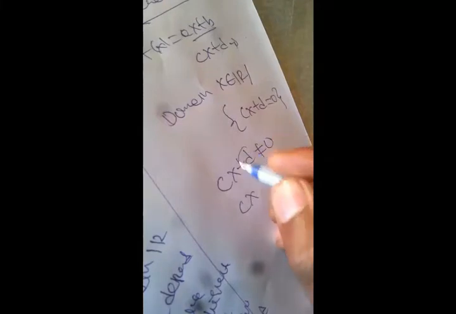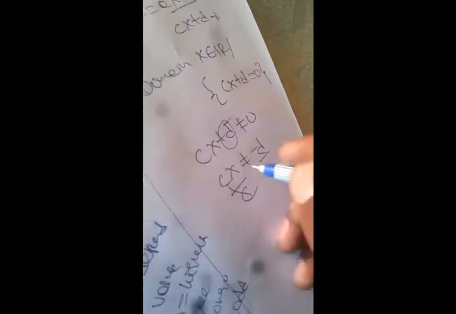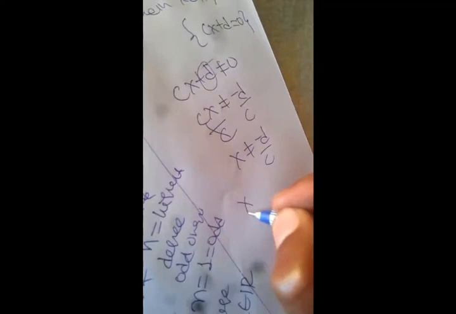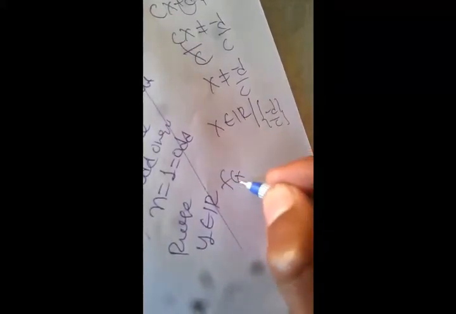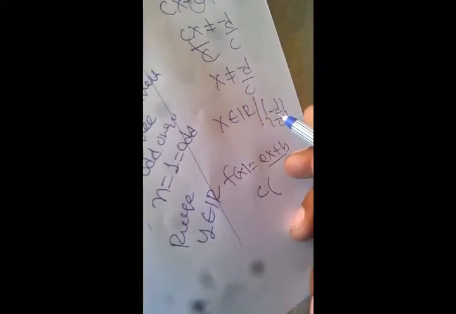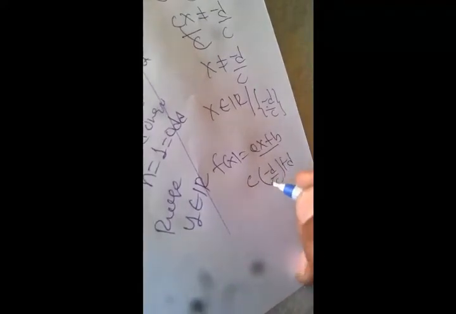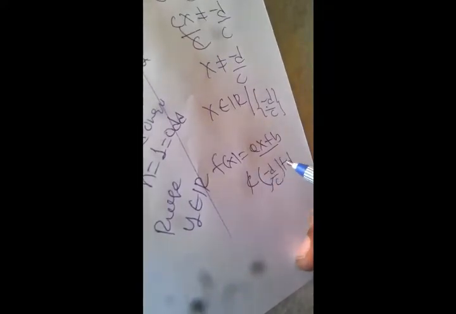Therefore, when we bring d to the right, it becomes negative d over c. Therefore, x will be different from minus d over c. Therefore, domain will be x, an element of real number, different from minus d over c. Why do we say minus d over c? When you insert minus d over c, for example, f of x is equal to ax plus b over c times, in terms of x, let's insert minus d over c plus d. Therefore, c will be cancelled by c, and minus d plus d is 0.